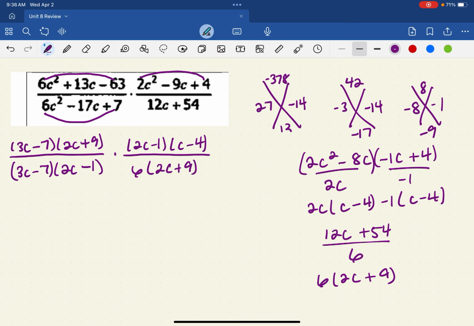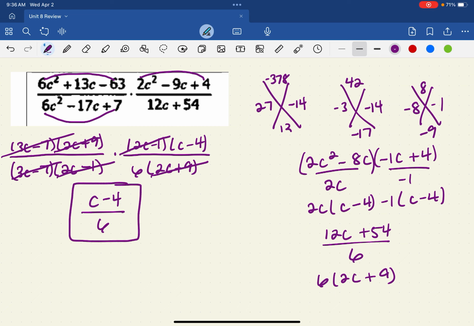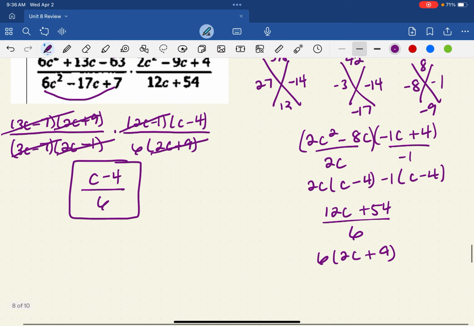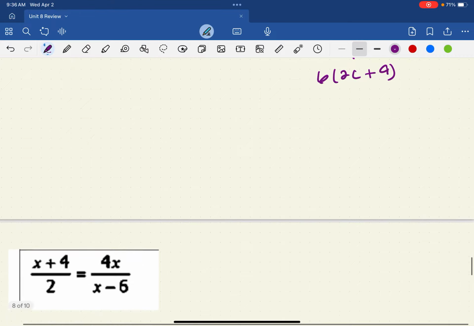Okay, now it's just the matching game. Get rid of those, get rid of these, get rid of these. So I'm left with c minus 4 over 6. Can't do anything else with the 4 and 6 because I have a minus sign after that c, and that is my final answer. So a lot of work, but it's okay.